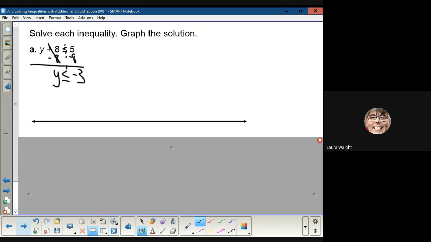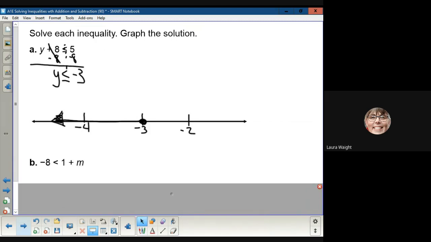We're going to throw that negative 3 onto our number line. Negative 4 is smaller. Negative 2 is bigger. And so we're going to have a closed dot at negative 3. And since everything y is smaller than negative 3, we are going to color to the left. There you go.